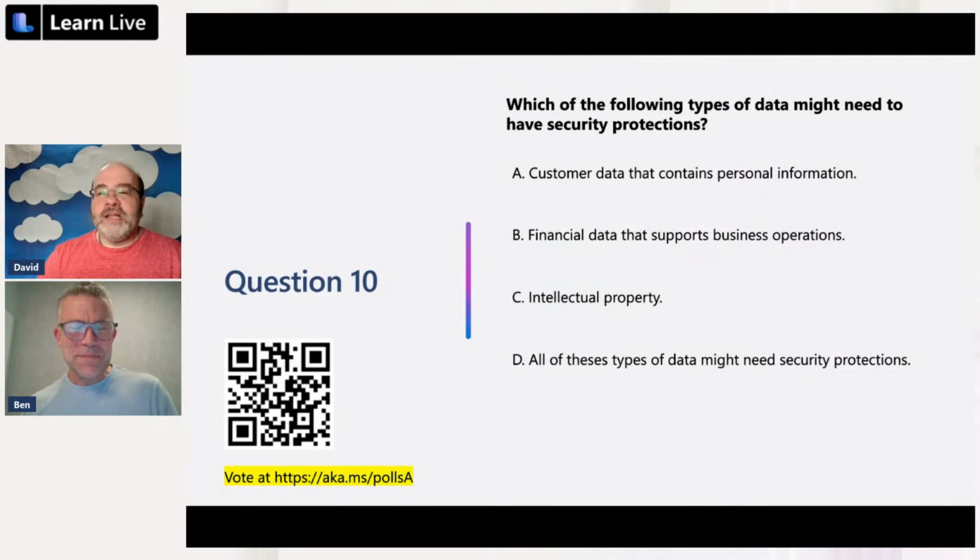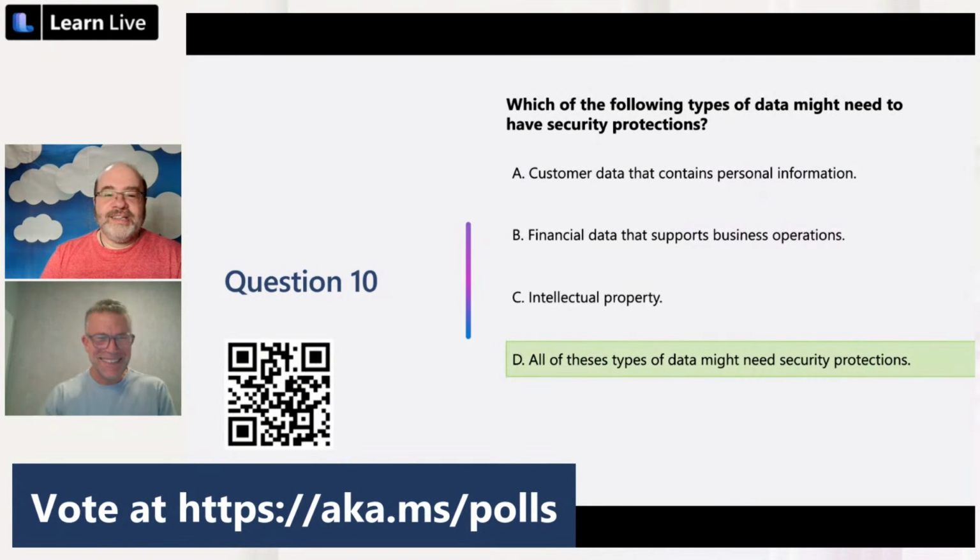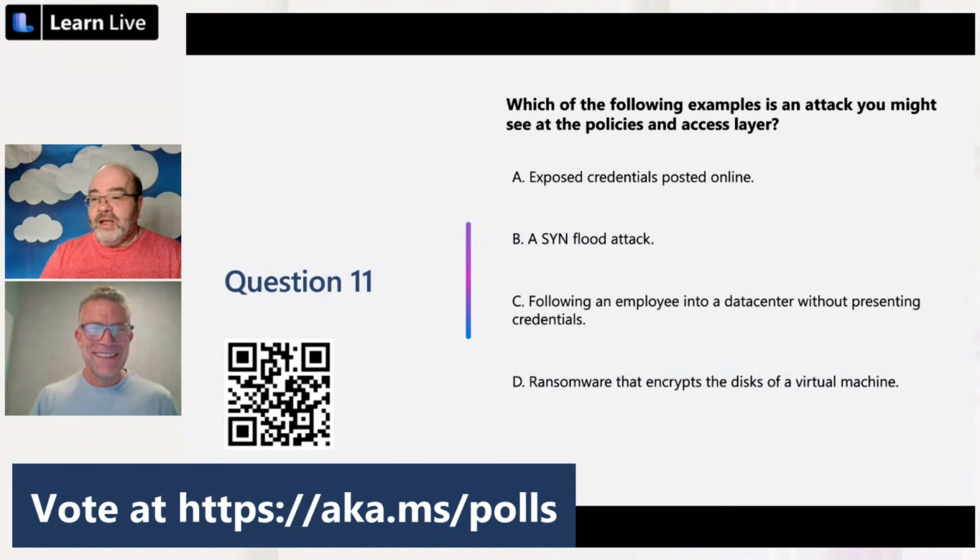Which of the following types of data might need to have security protections? Can we just go to D? Can I just not say anything? When is it going to be a thing that says you shouldn't have it? Under what condition are you going to say, yeah, no, I don't care about that? Maybe free stuff you give away. I don't know.